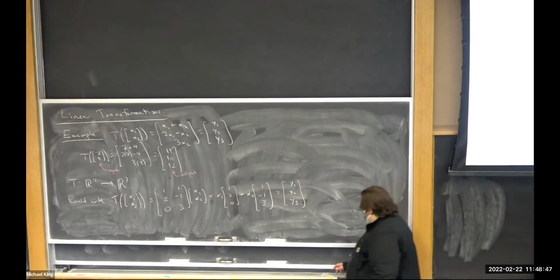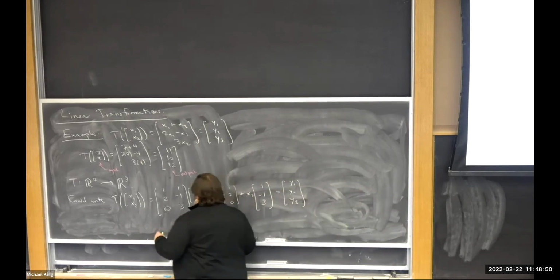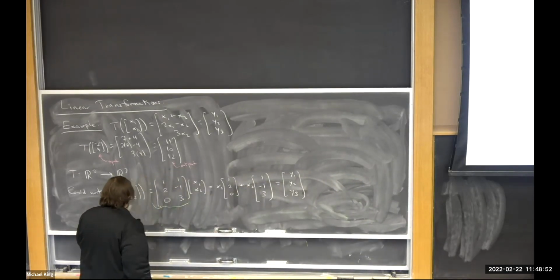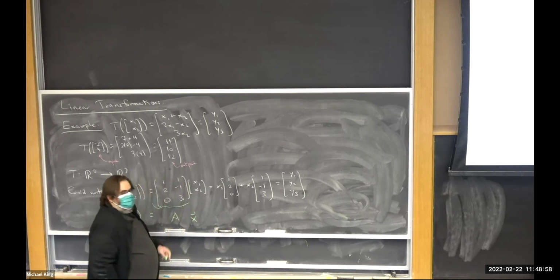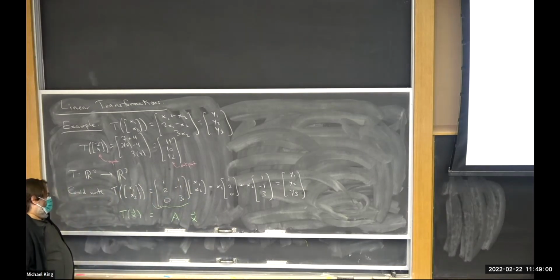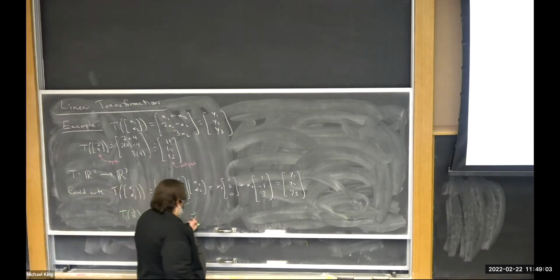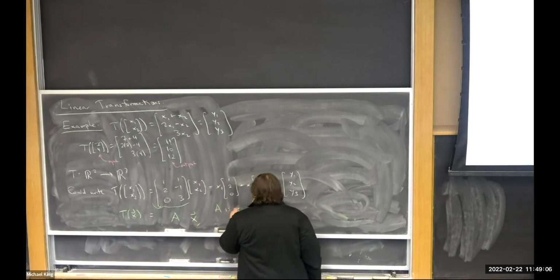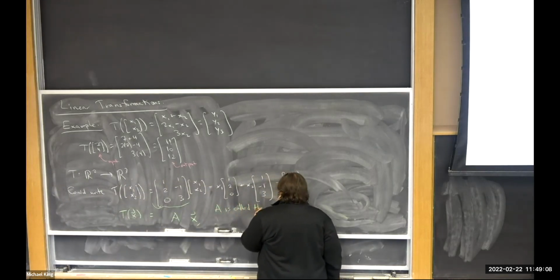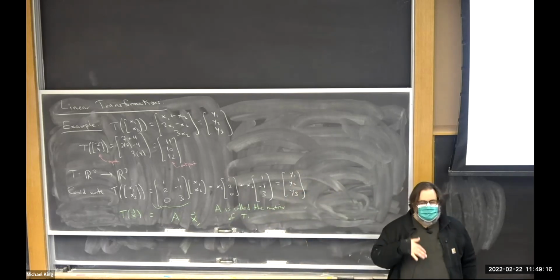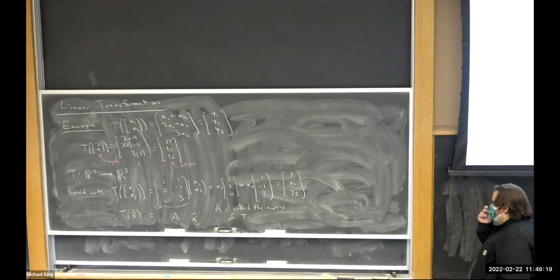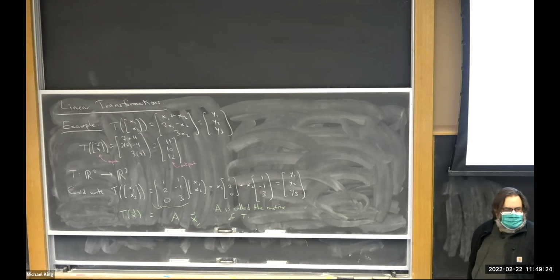And so this is called the matrix of the linear transformation. We write T of x equals A times x, and that's our A. A is called the matrix of the linear transformation, the matrix of T. And in fact, you can go back and forth between matrices and linear transformations. Any linear transformation, you can write down a matrix. Any matrix, you can write down a linear transformation. So there's a sort of duality between those two. Make sense? Okay.